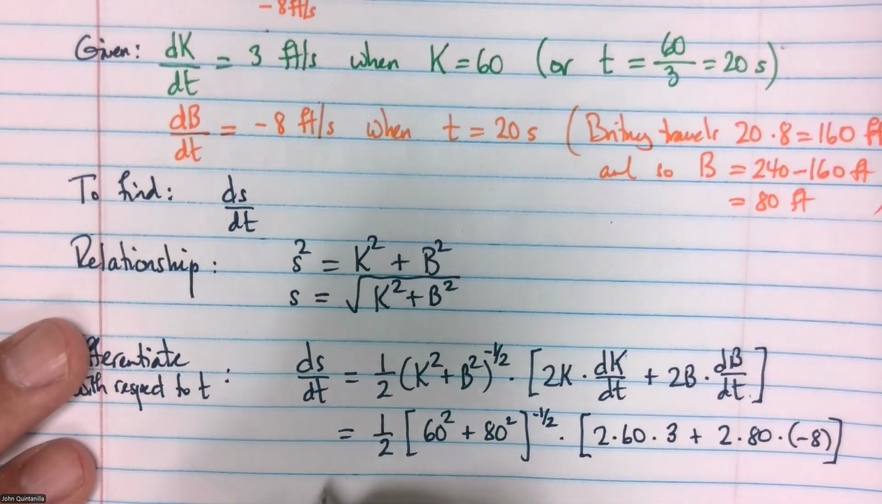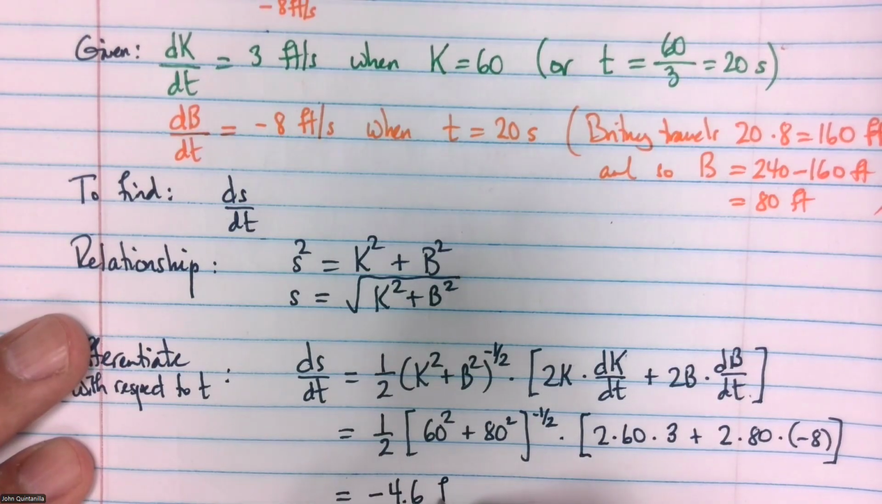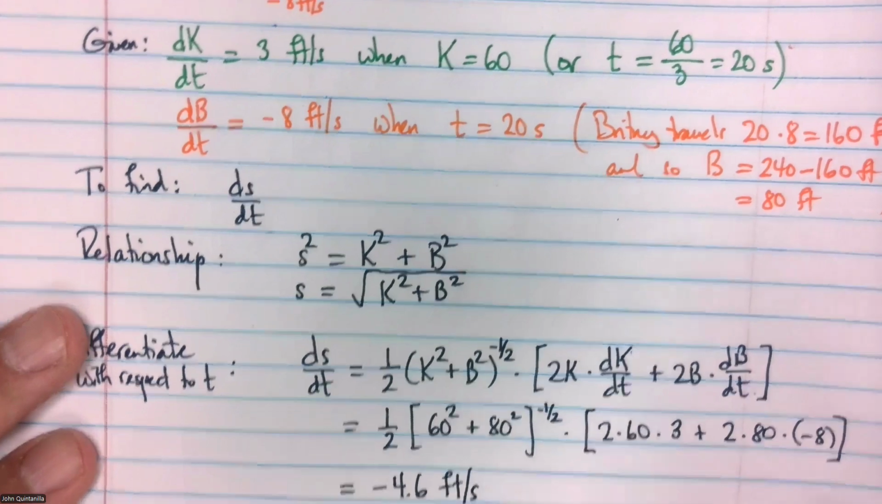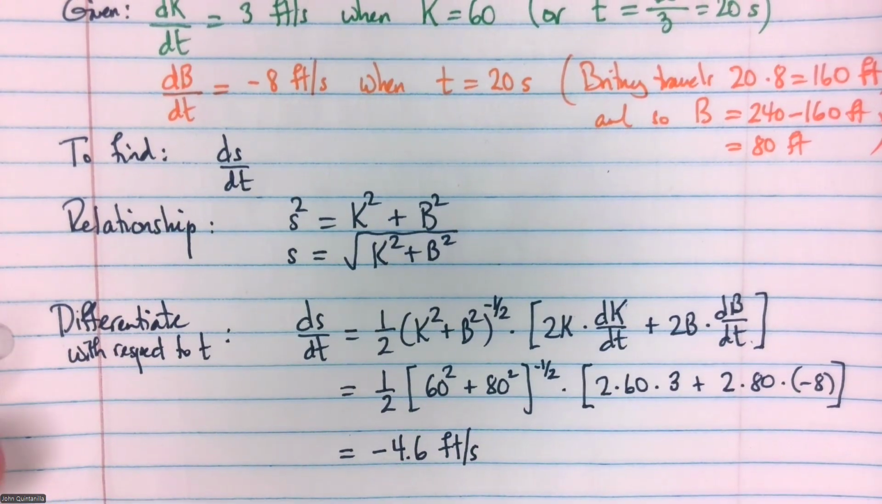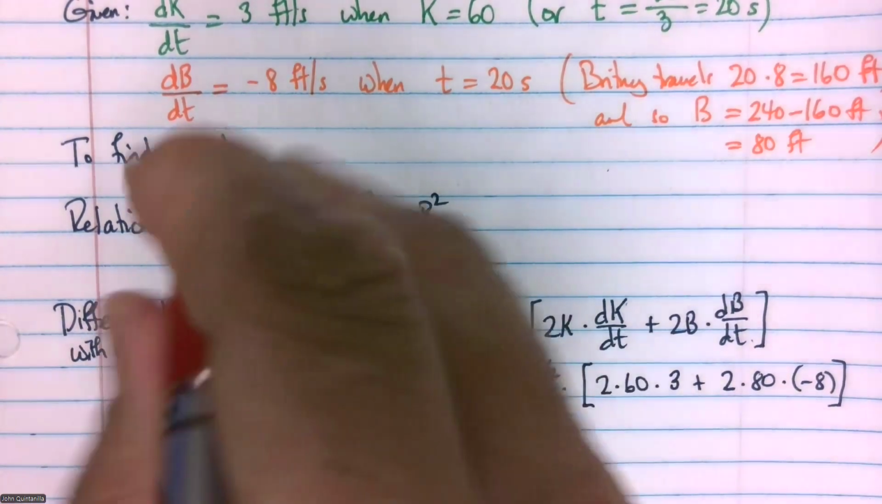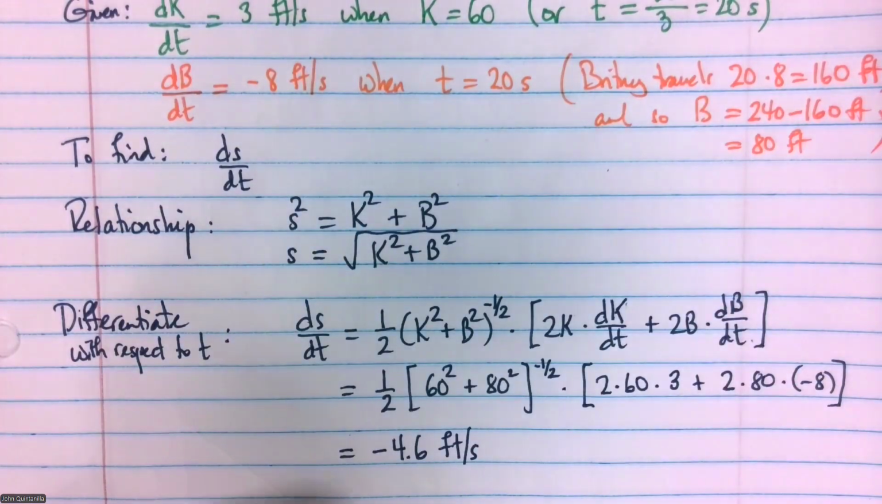And so now it's just a matter of plugging into a calculator and seeing what we get. And if I did the arithmetic right, that is 4.6 feet per second. Okay, so that is the solution for the first part of the problem. So that's one way of going about this. So this is option one. So alternate solution.